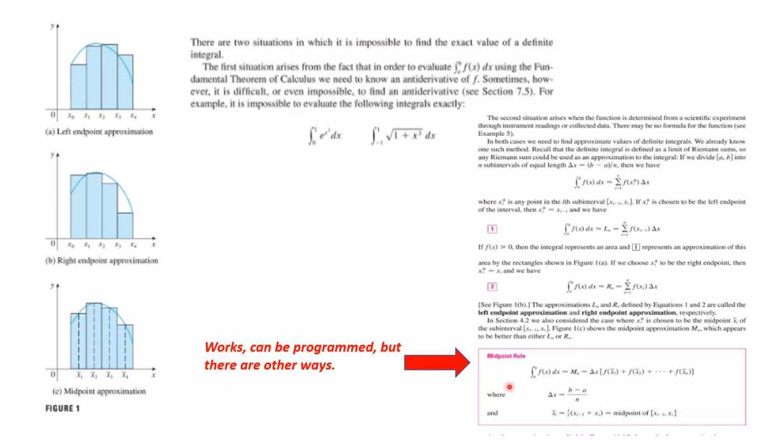Now, this works. You can write a program to do this, but there are other ways that we're going to talk about. But this is what the midpoint rule says. The definite integral from a to b of f of x dx is approximately equal to the midpoint sum found by making these rectangles. The height of these rectangles is the function evaluated at the midpoint of each subinterval. And here you see what the midpoints are. So that can work.